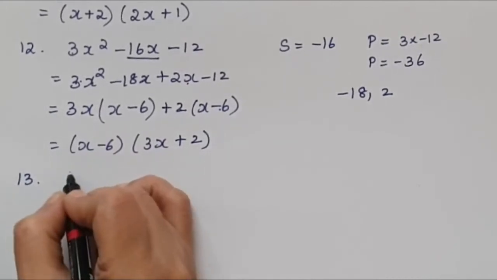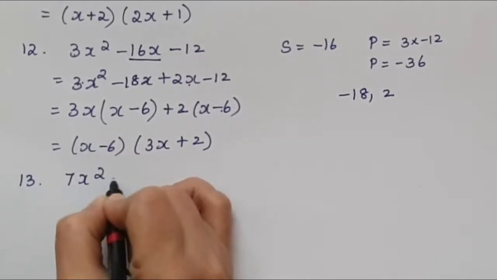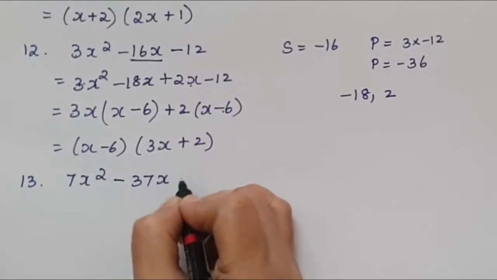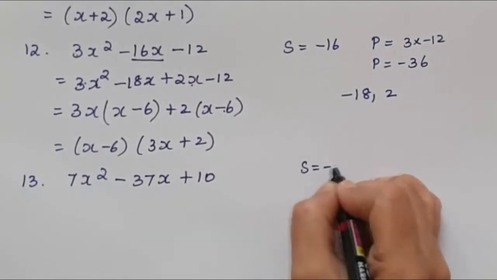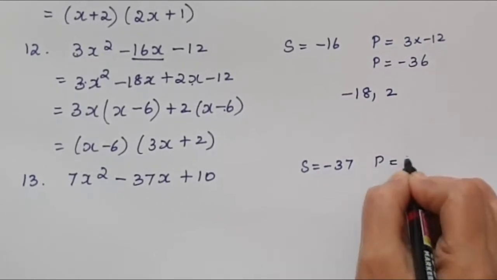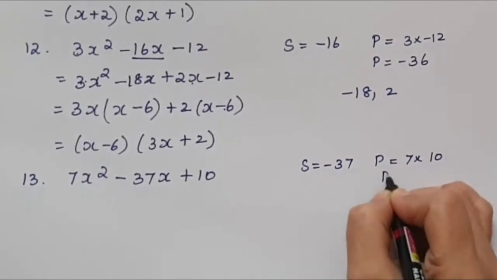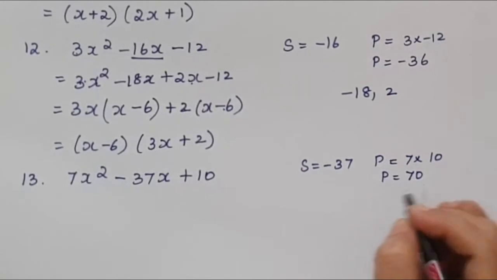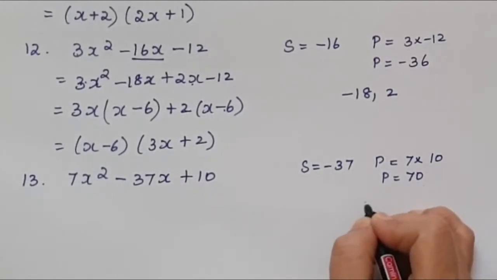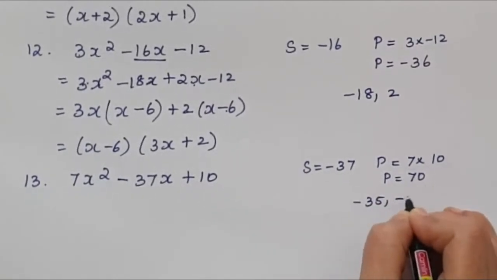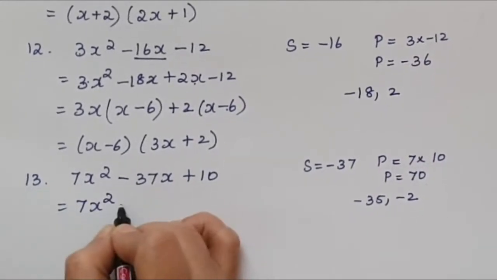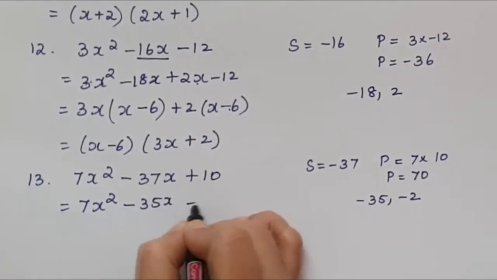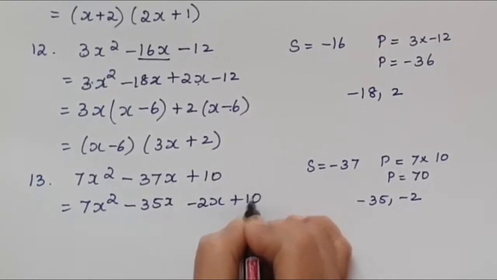Now the 13th one, 7x squared minus 37x plus 10. So now our sum is minus 37 and our product is 7 into 10. So product will be equal to 70. The product is a positive number. So minus 35 and minus 2. So again we'll replace it over here. 7x squared minus 35x minus 2x plus 10.